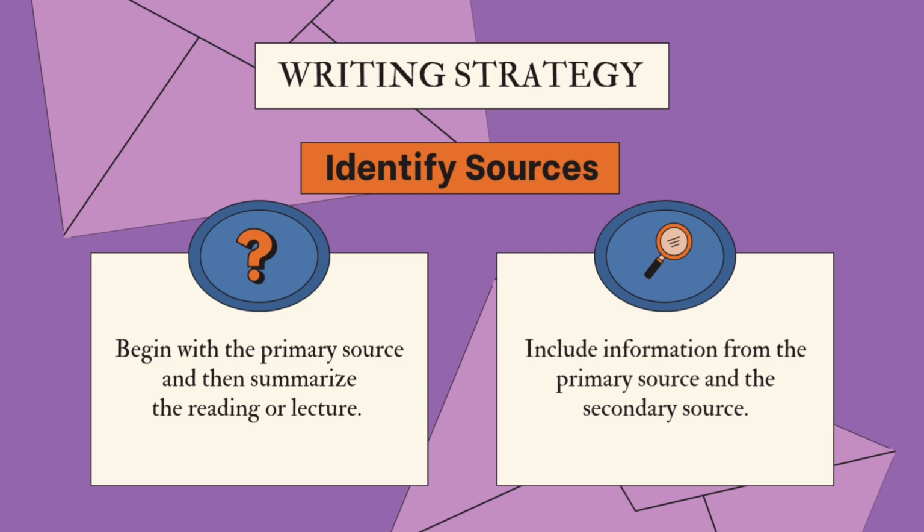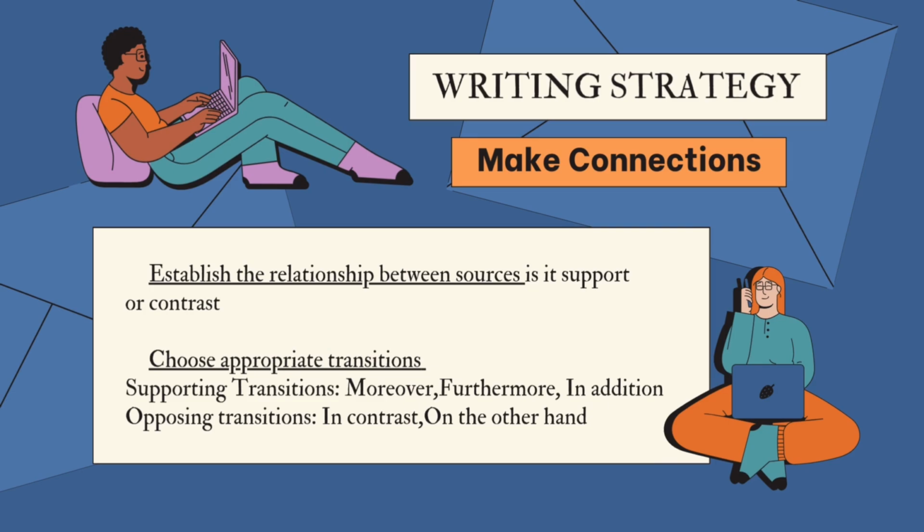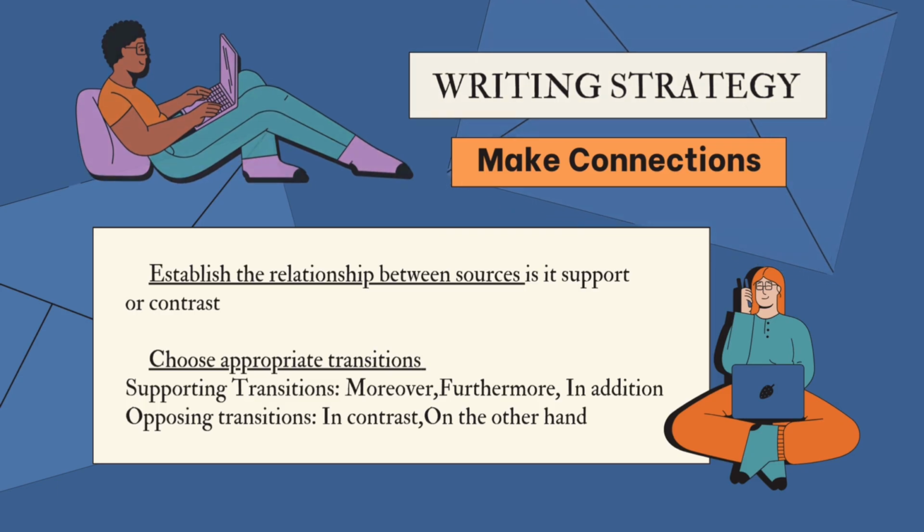Identify sources. In the question for the integrated essay, you will be directed to the primary source. It may ask you to summarize the reading or lecture. You will be asked to support or contrast the information in the primary source with the information in the secondary source. Be sure to include information from both sources. Make connections. Establish the relationship between sources. Is it support or contrast? Choose appropriate transitions. You can use supporting transitions when the secondary source agrees with the primary source, and use opposing transitions when the secondary source disagrees with the primary source.